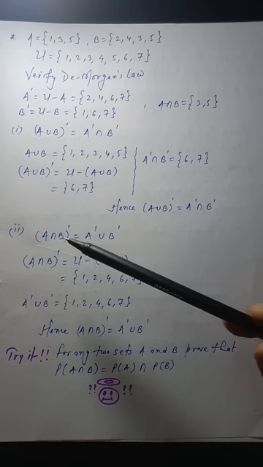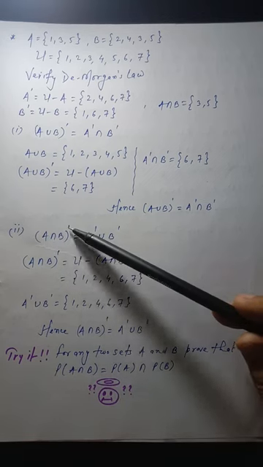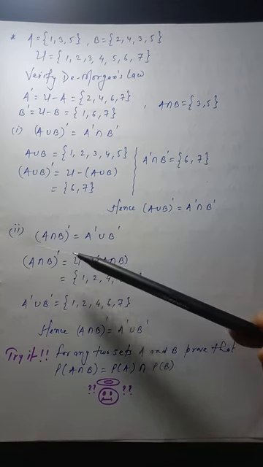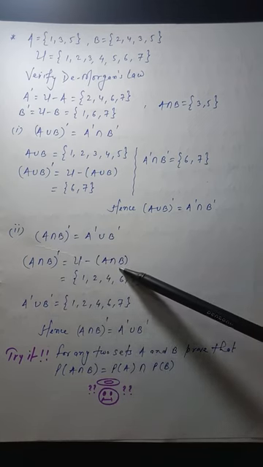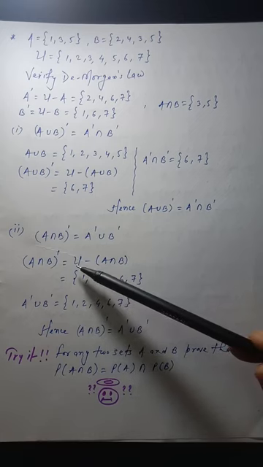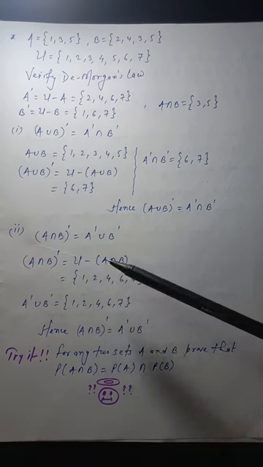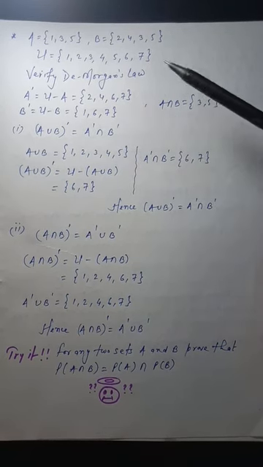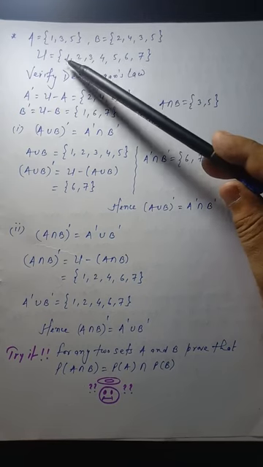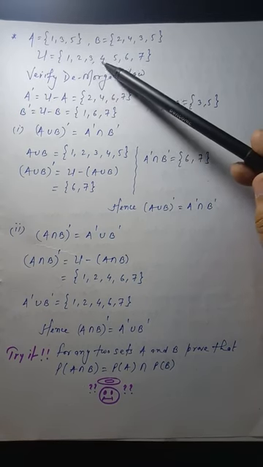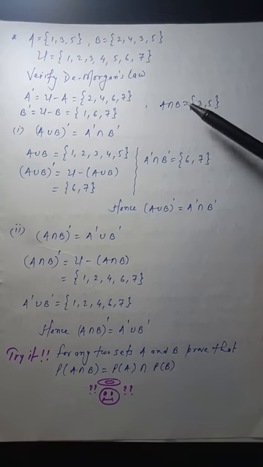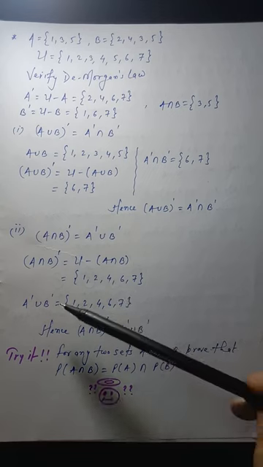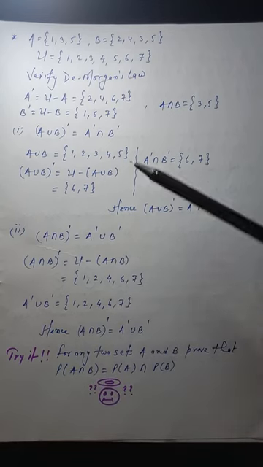Similarly, for the second one, (A intersection B) whole dash is A dash union B dash. So what is (A intersection B) dash? It is U minus (A intersection B). So what are those elements which are present in U but not in A intersection B? This is A intersection B and this is U. Like 3, 5 are present here. So 1, 2, 4, 6, 7 are in U but not in the intersection. So this is (A intersection B) dash, and what is A dash union B dash?